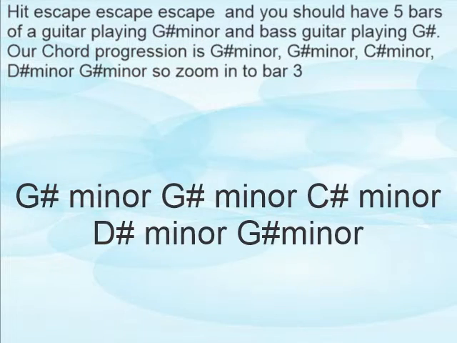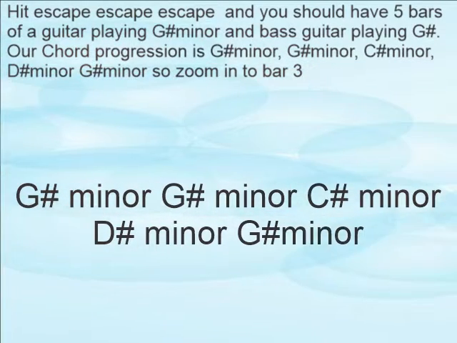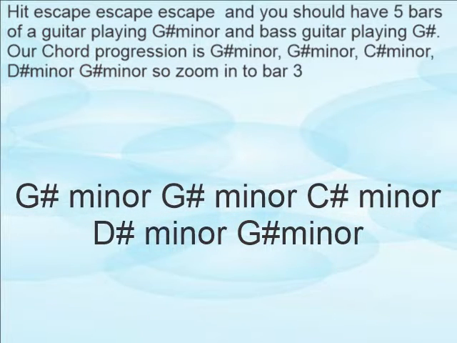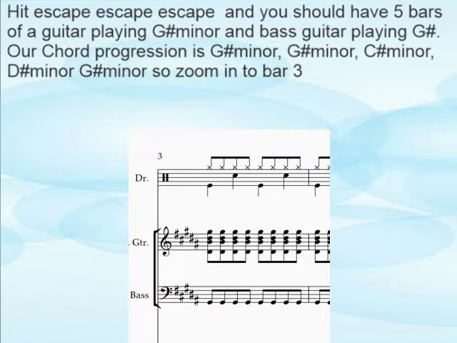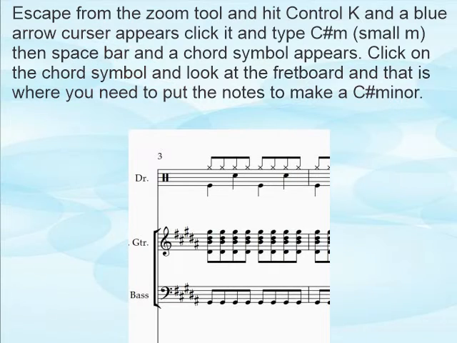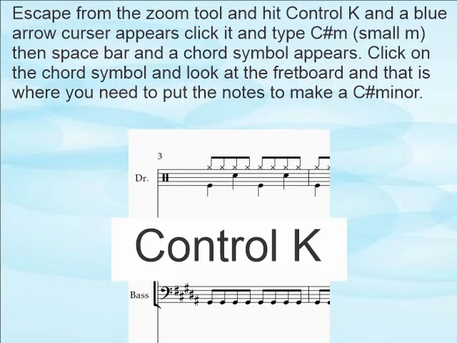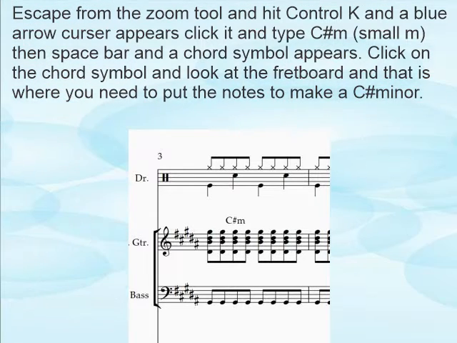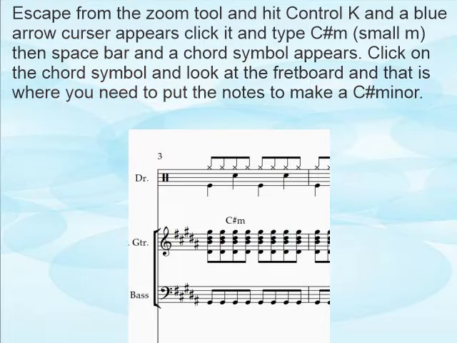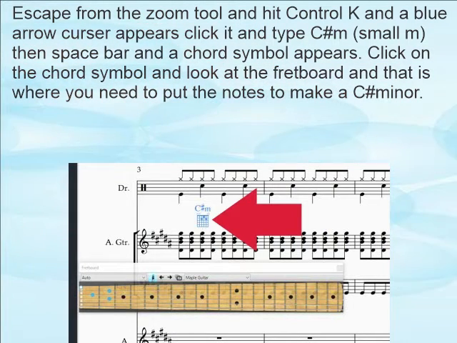G sharp. Our chord progression is G sharp minor, G sharp minor, C sharp minor, D sharp minor, G sharp minor. So zoom into bar 3. Escape from the zoom tool and hit Ctrl K and a blue arrow cursor appears. Click it and type C sharp M, small m, then spacebar and a chord symbol appears.